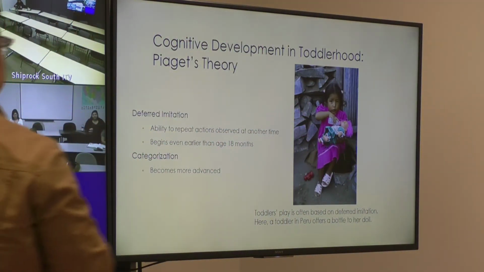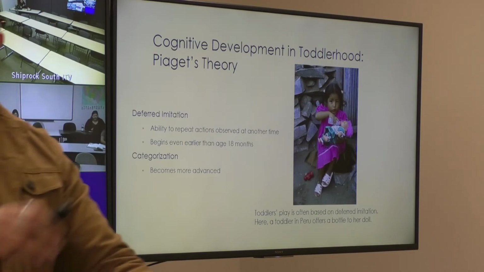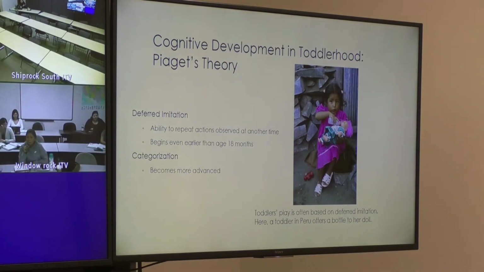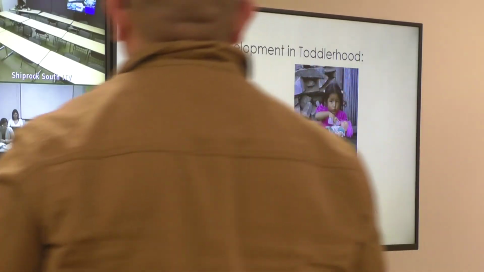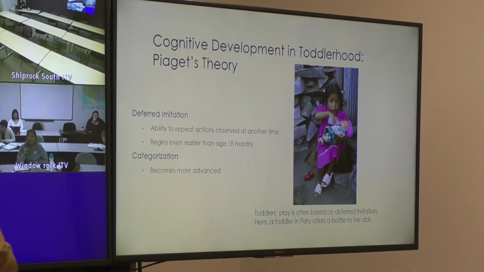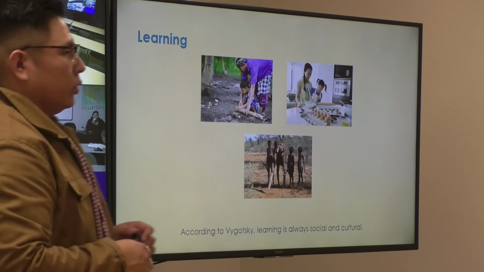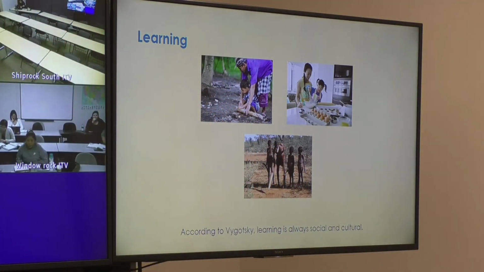Now, as we looked at Piaget's theory, deferred imitation is where you have a child now learning. They're saying, okay, this is what mommy does. They're breastfeeding, they're bottle feeding, and I'm now being mommy, and within that, they're learning through imitation. It begins even earlier than age 18 months. According to Vygotsky, learning is always social and cultural. Everything that we do is based upon the social interpretations and the cultural outlooks that we have. So again, all of this is based on what we interpret.